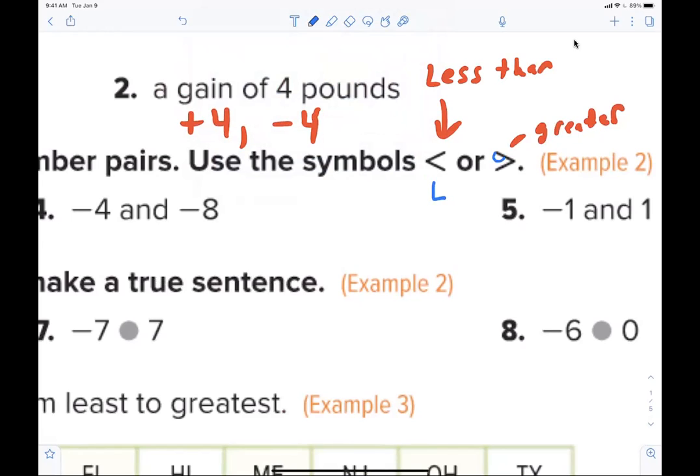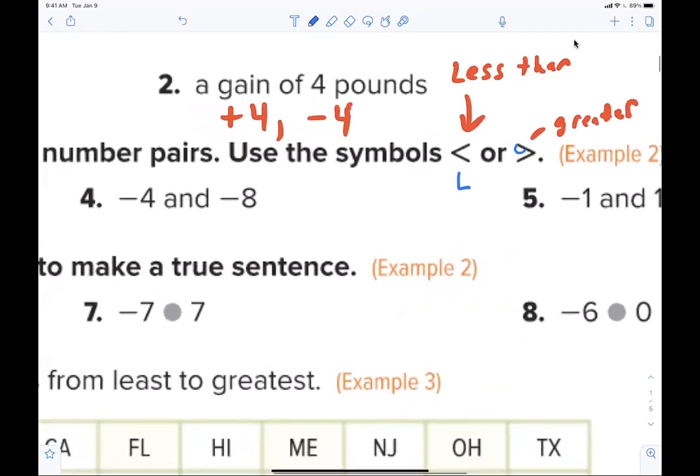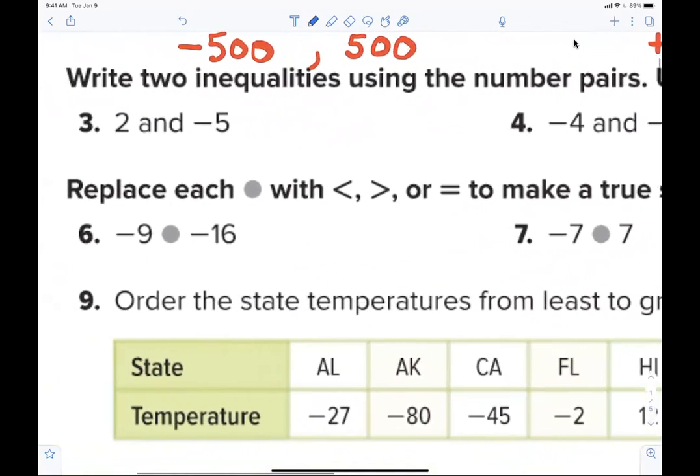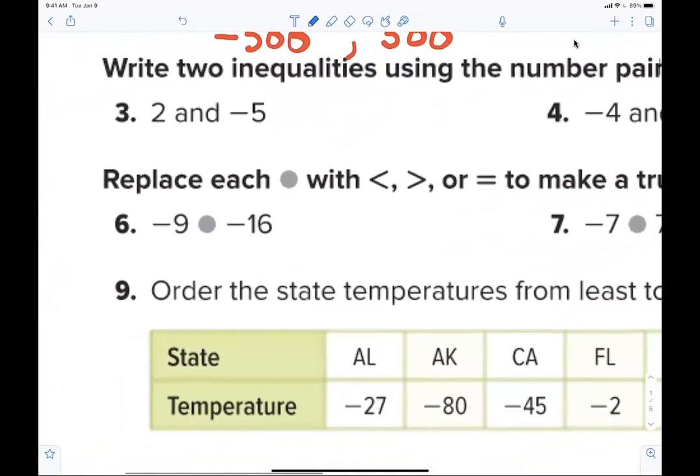So you got to tell me less than or greater than. Mackenzie, I want you to write a relationship between 2 and -5. What would you say? Greater than. So you would write 2 is greater than -5. Then you have to write the other way. -5 is what compared to 2? Less than. Thank you very much. That is correct. That's all there is to it.